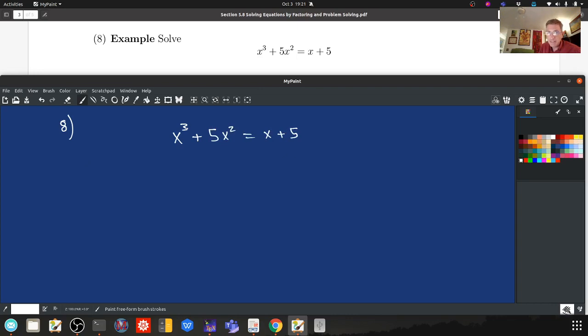So again, that x cubed is kind of already bugging me. But let's see what I can do. The first thing I do is I have to move my minus x over and my minus 5 over, and that's equal to 0.